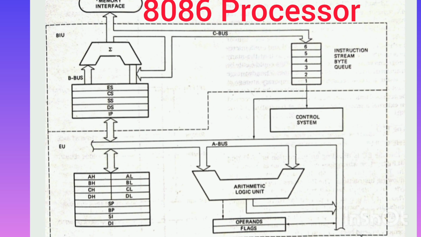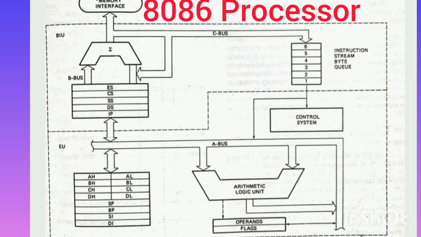Look at the internal block diagram of 8086 processor. The 8086 processor or 8086 Central Processing Unit is divided into two independent functional units, which are the Bus Interface Unit BIU and the Execution Unit EU.